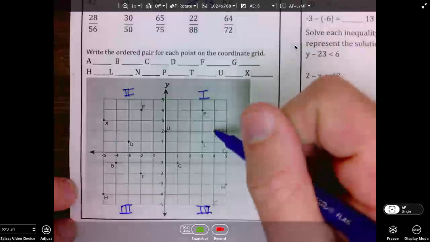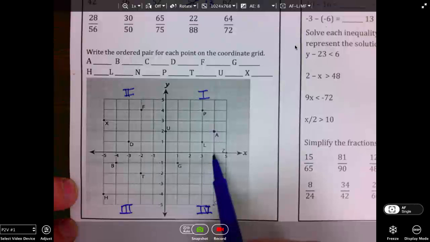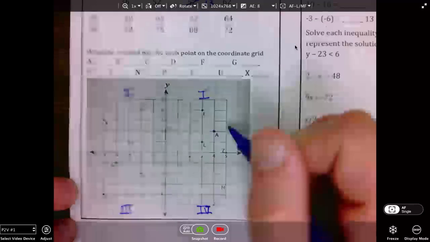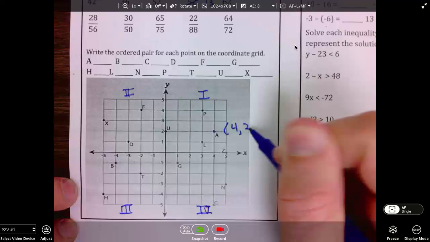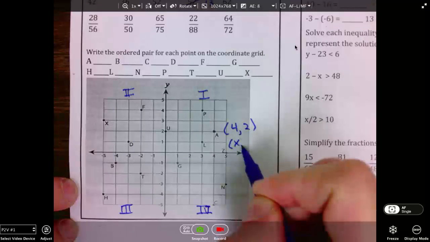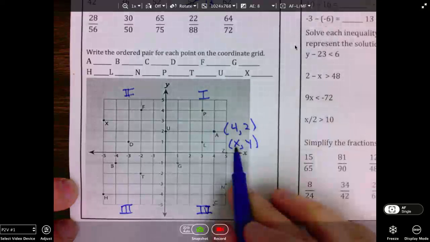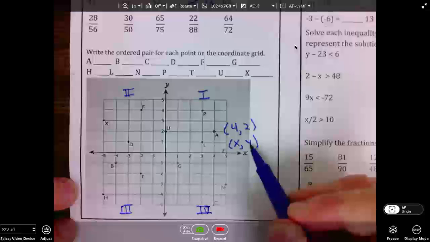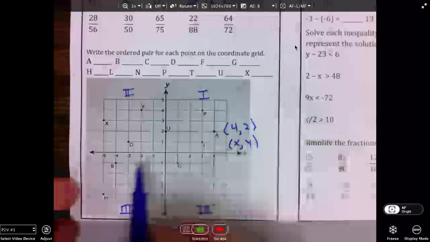Point A, it is 1, 2, 3, 4 units to the right and 1, 2 units up. We say A is 4, 2. The first point is the X, the second is the Y. The X is responsible for horizontal movements, right and left. The Y is responsible for vertical movements, up and down.